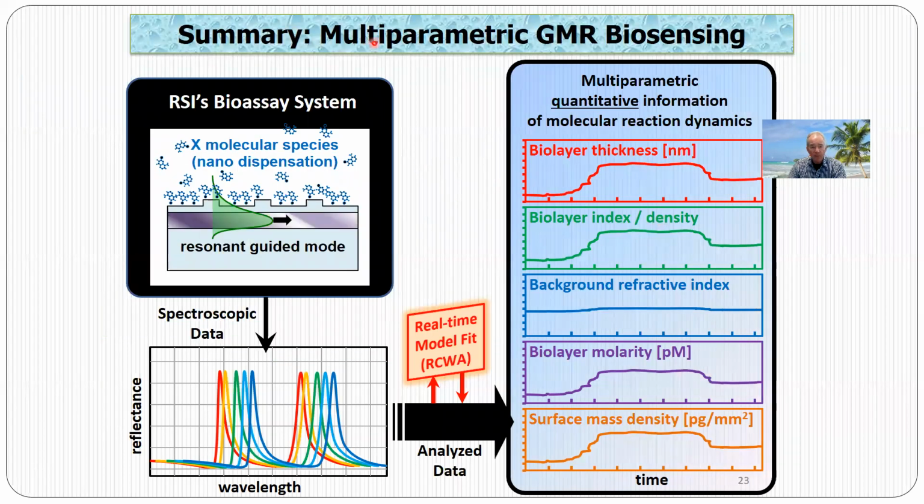So in summary, the multiparametric sensor proceeds so that there is a bioreaction that produces spectroscopic data that can be fit in real time to the RCWA model, which runs really fast. And from that, we can, as a function of time, back out the biolayer thickness in nanometers, the biolayer refractive index or its density, the background refractive index, the background solution, and then we could convert this data to molarity and surface mass density if we care to.